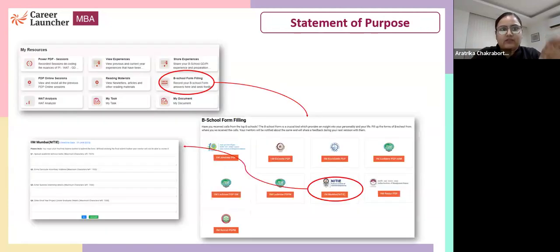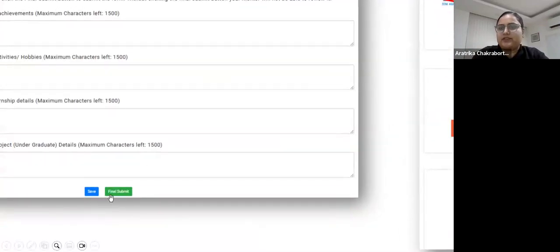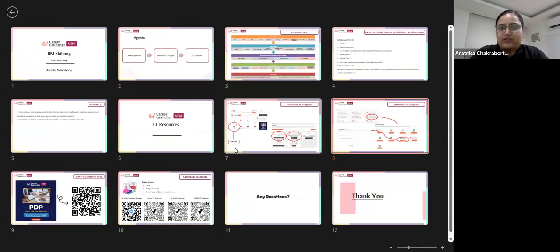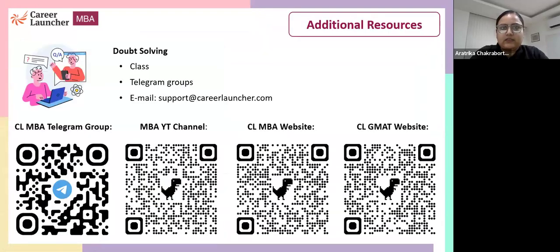Okay, so this is just an example. When you go there, you will be able to see this form. You can fill it and you can press final submit, as you can see here. When you click on final submit, it is shared with your mentor and then you can take it forward. You can get on a call or you can see the feedback as discussed with your mentor, and you can proceed with the final changes and then submit the actual form. I think this is done.